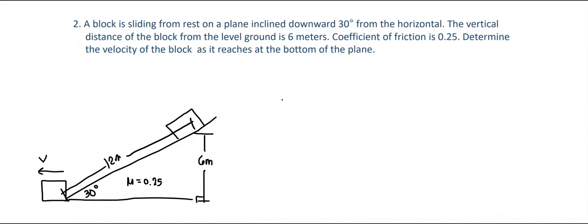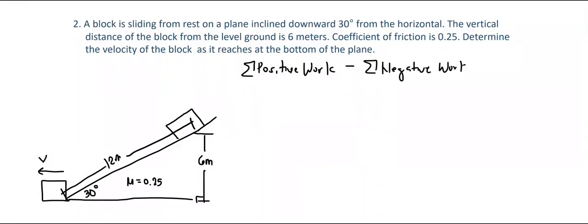Now to solve this problem using the work-energy method, the summation of all positive work possessed by the object minus the negative work is equal to the final work possessed by the object. Now for the positive work, it is in the form of the force due to its own weight that would tend to cause the block to slide down, that has a value of mg sine theta.